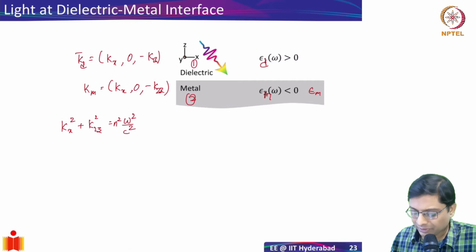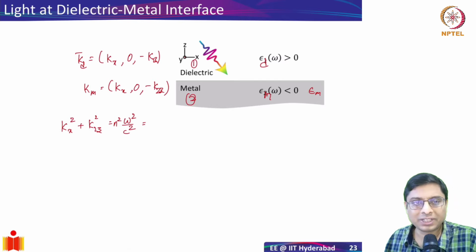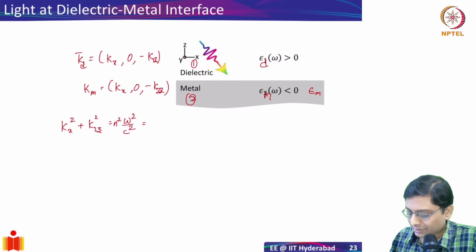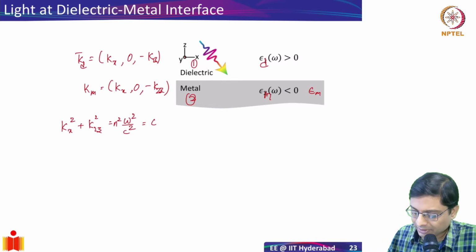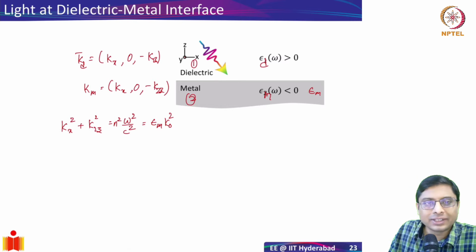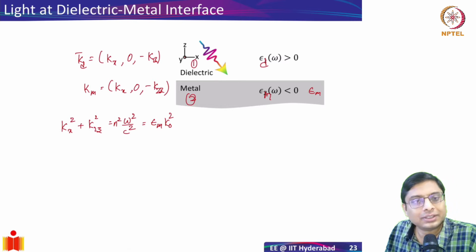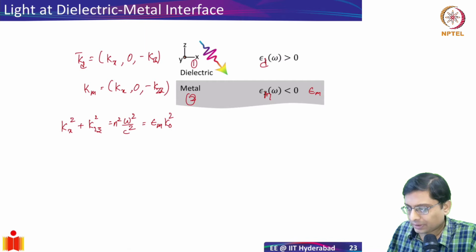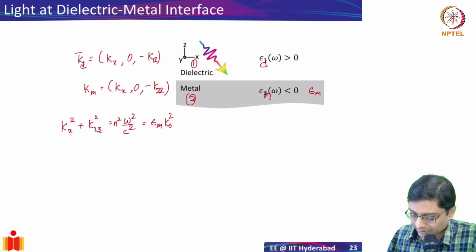Now I'll try to rearrange this a little bit. Since we know that this is a non-magnetic medium, the relative permeability mu is 1. So I'll simply write n square as epsilon metal, k naught square. Now the interesting thing is, there are a range of frequencies where the metal has a negative permittivity. So what happens if your epsilon metal is negative? What we will look at is that k2z square should be equal to epsilon metal k naught square minus kx square.